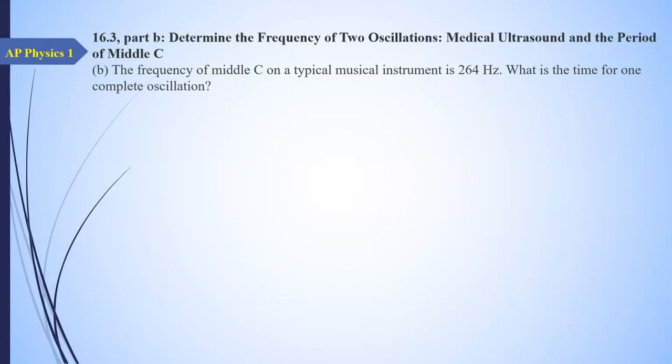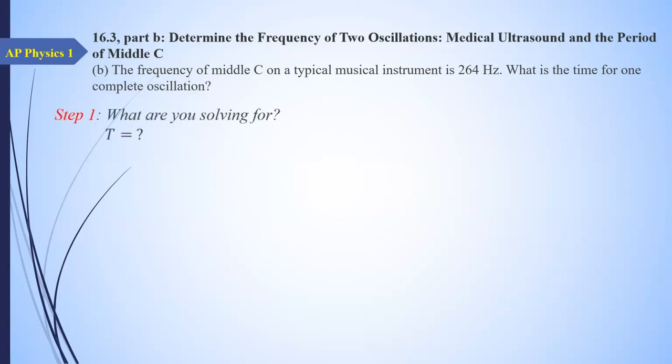Okay, the frequency of middle C on a typical musical instrument is 264 hertz. What is the time for one complete oscillation? It's another way of saying a cycle. It starts at the top, goes down, and comes back to the top again. That's one cycle or oscillation.